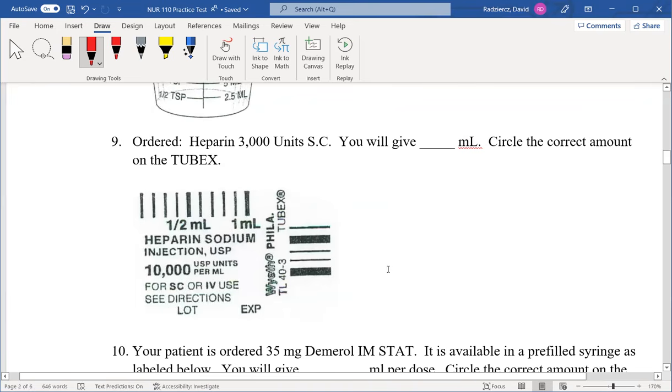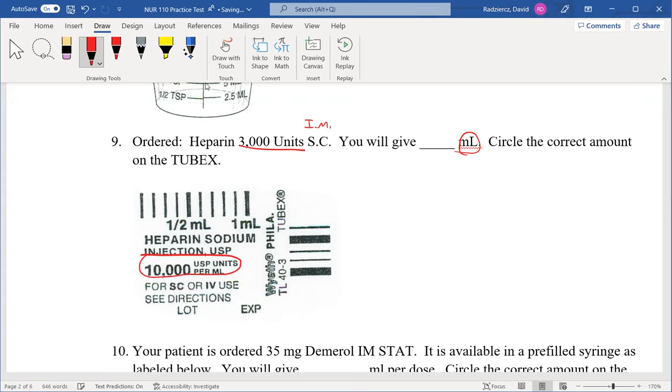All right. Anytime you see SC or IM, you know that you're going to be dealing with milliliters because these are injectables. Okay, so you're injecting a liquid. So you see our order is heparin 3,000 units. You can see that we have available 10,000 units per milliliter.